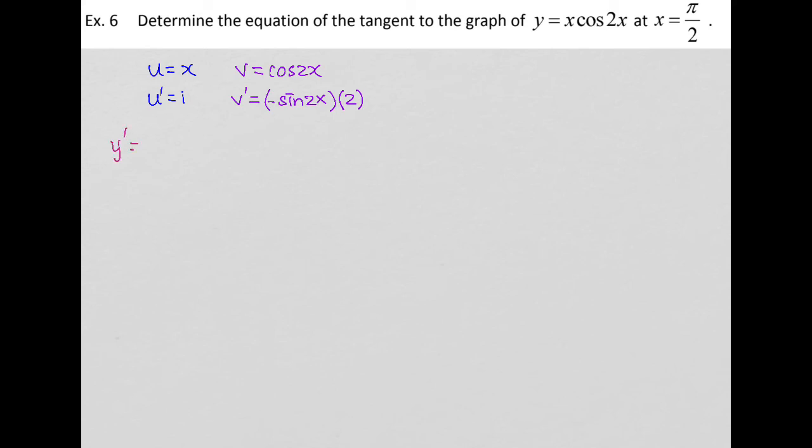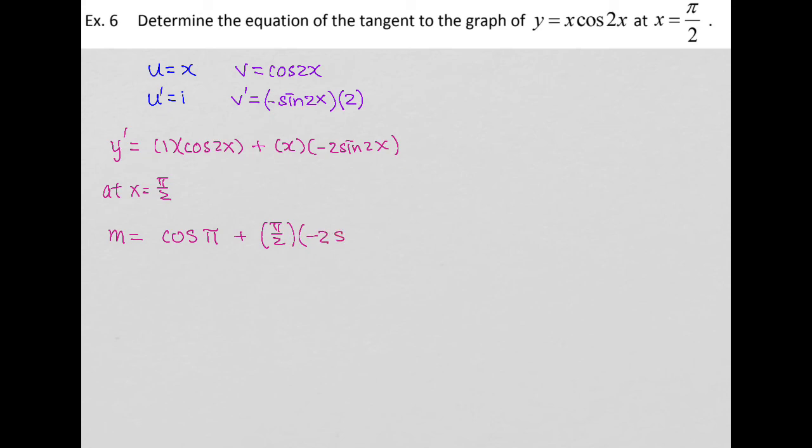So y prime will become u prime times v, plus u times v prime, which is negative 2 sine 2x. And then let's substitute our x value in there to find our slope. So at x equals pi over 2, your y prime, which is the slope, equals cosine of 2 times pi over 2, which is pi, plus pi over 2 times negative 2 sine, once again, 2 times pi over 2 will become pi.